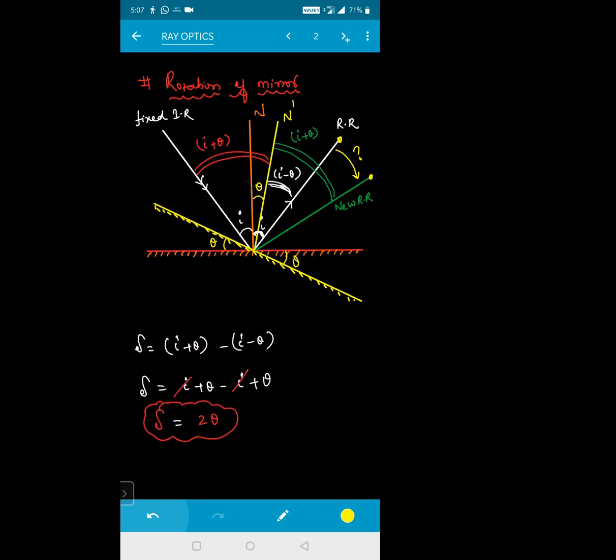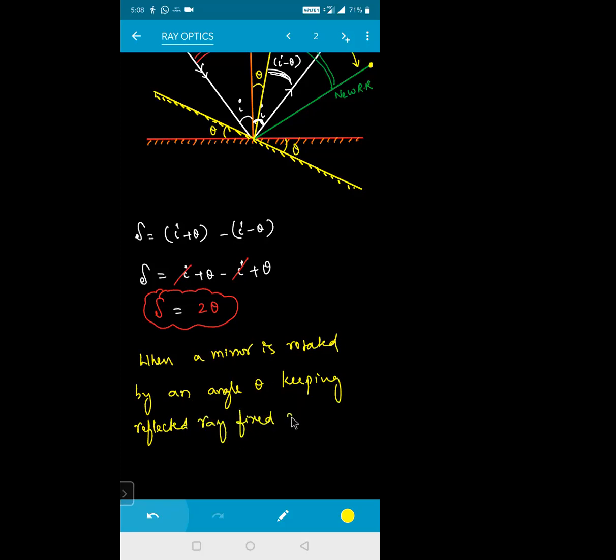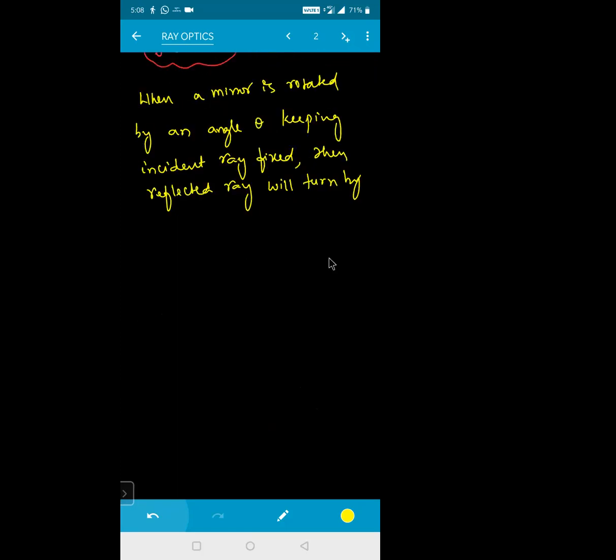Now what did you understand here? When a mirror is rotated by an angle theta, keeping the incident ray fixed, then the reflected ray will turn by how much? 2 theta.